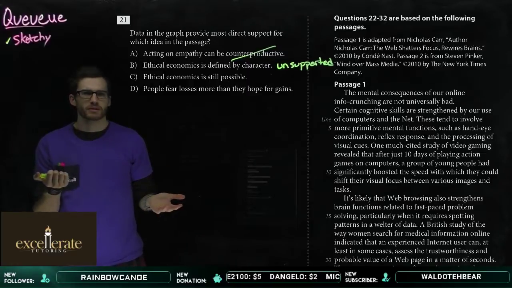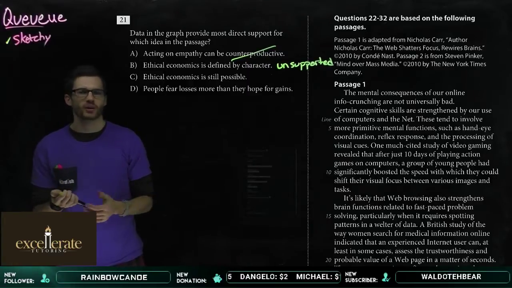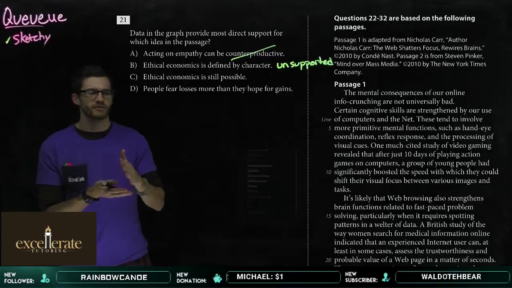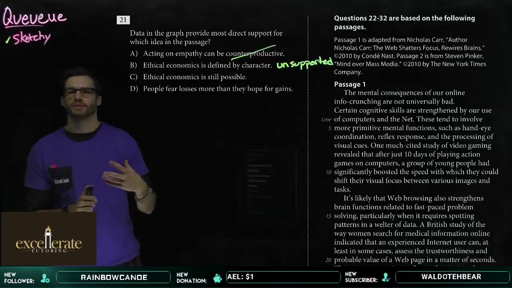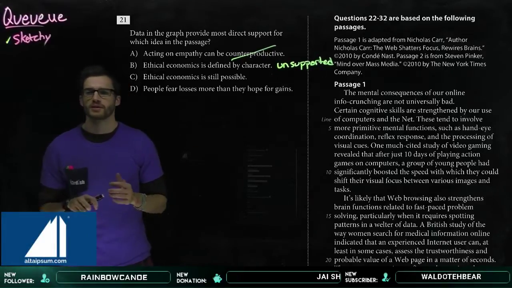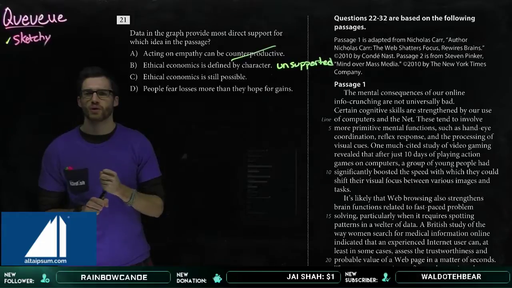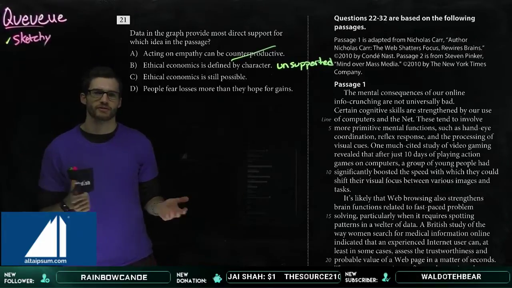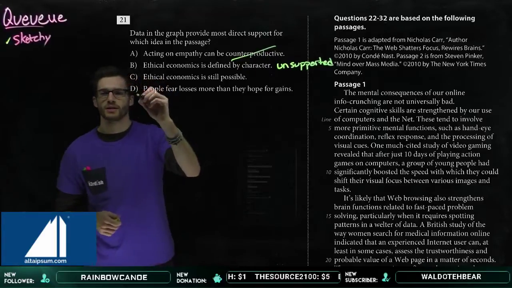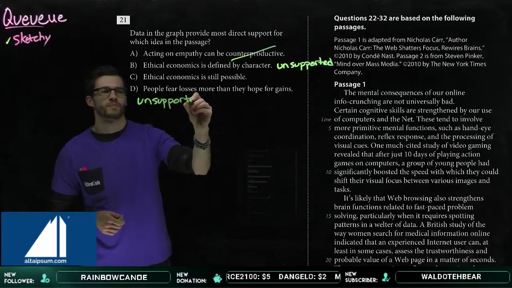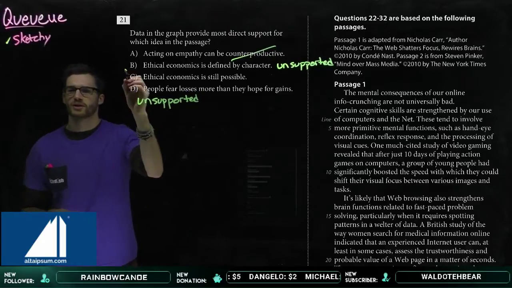Yeah, maybe. It did have a good showing for ethical economics, if we're saying fair trade coffee is an example of ethical economics, because it did well. So I'm going to leave C. I'm fine with it. D, people fear losses more than they hope for gains. I have no idea how that could possibly relate to the graph. So this D is also unsupported, leaving us with answer C.